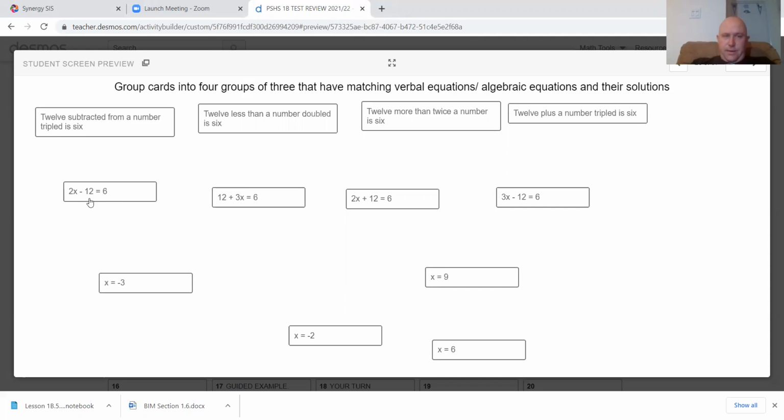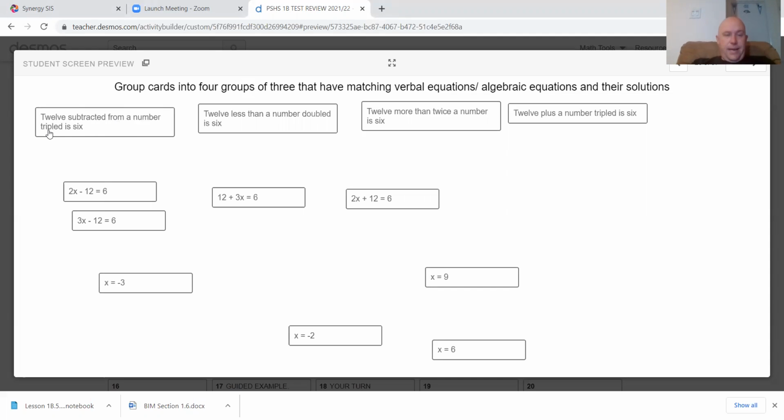I can see all these have 2x and 12 or 3x and 12, and they all equal 6. So, 12 subtracted from. I know subtract is just your minus symbol, but I can see that two of them have a plus symbol, so that's a great start. From a number tripled is 6. Also, I know subtracted from is one of those flip words or turnaround words. Things that have two words together tend to be ones you switch over. So it's not 12 minus, it's actually something minus 12.